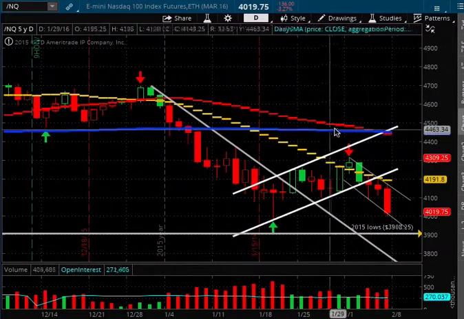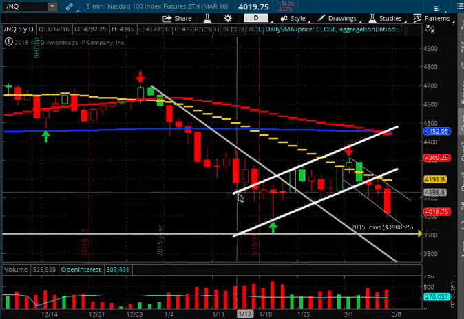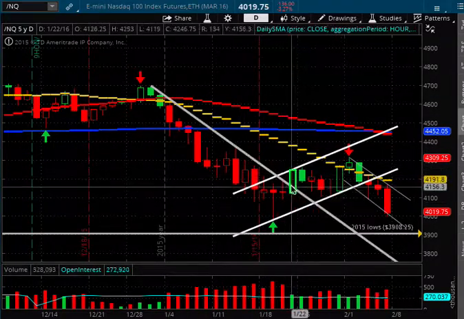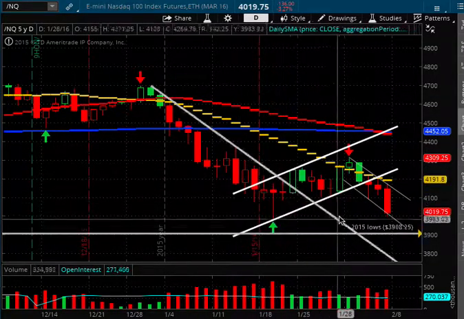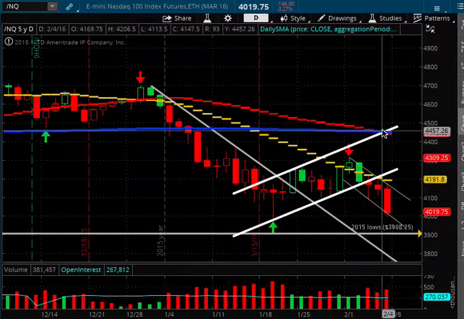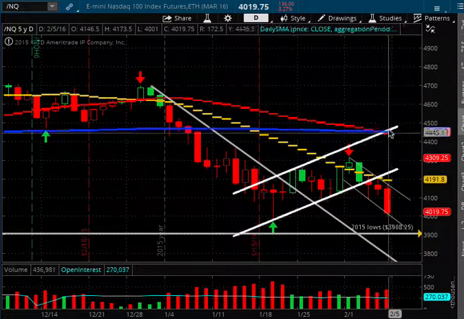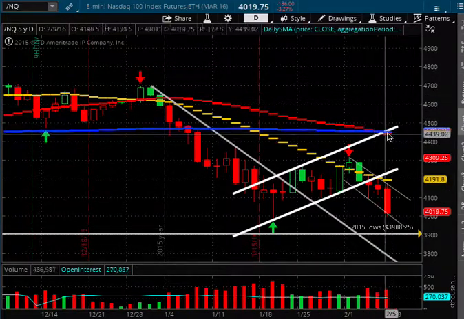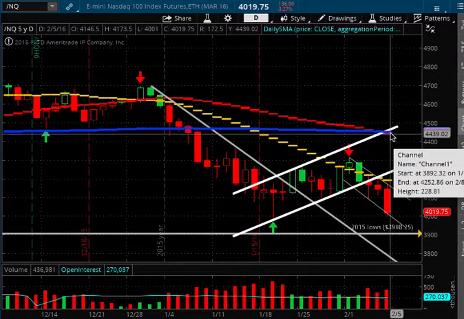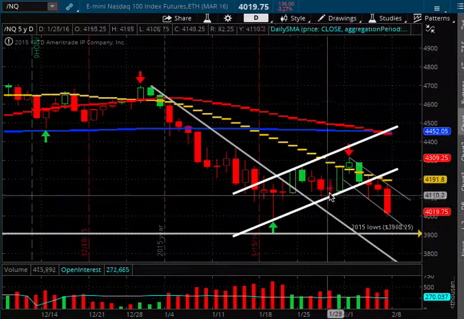Until we get above this 200-day moving average, you should be shorting into rallies. So what does that mean? That means when we pop up to one of these lines, you should be selling once we get to one of these averages. And until we get above these averages, if we get above this 200-day, then you can start holding your stock again. But for now, you need to be swing trading.